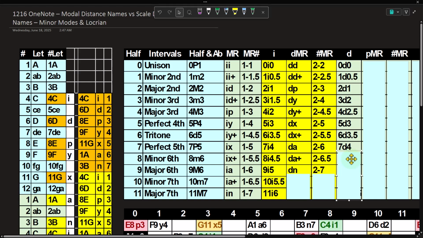So we have a DN modal range, which is a 2-7 modal range. That's going to have a distance of a 9 note away from the Dorian node, 5th modal half step, which would be the 6th scale degree. So we usually call that a 9 note away major 6. Notice again, it's a major 6, but the Dorian is a minor mode.